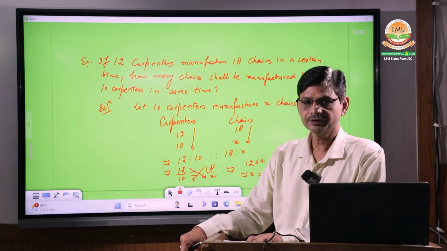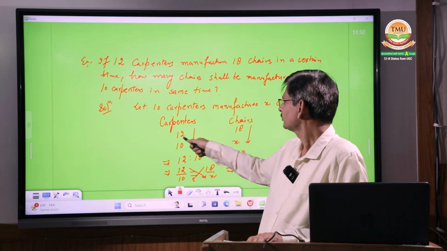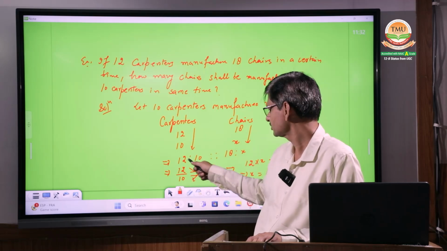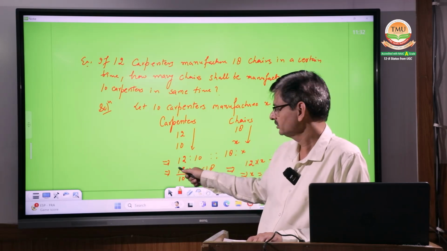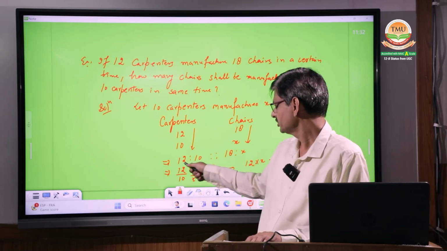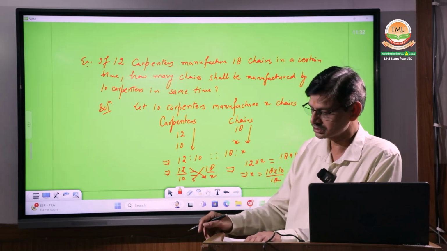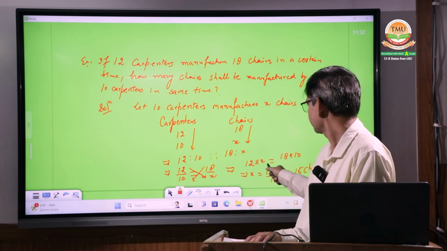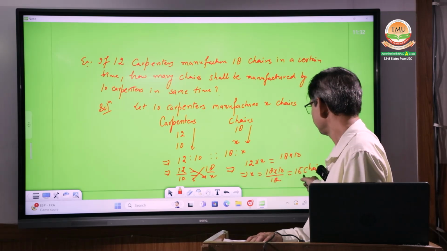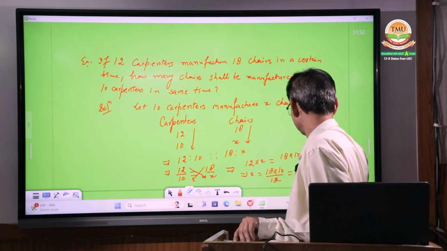Let 10 carpenters manufacture, suppose, X chairs, then here are carpenters and chairs. Here 12 carpenters make 18 chairs and 10 carpenters, suppose, make X chairs. Then this can be solved like this. 12 is to 10 proportion 18 is to X. This is 12 upon 10 is equal to 18 upon X, then we will multiply crossly. This will be 12 into X is equal to 18 into 10, and X will be 18 into 10 upon 12, which will be 15 chairs. So this is the solution of this type of question.